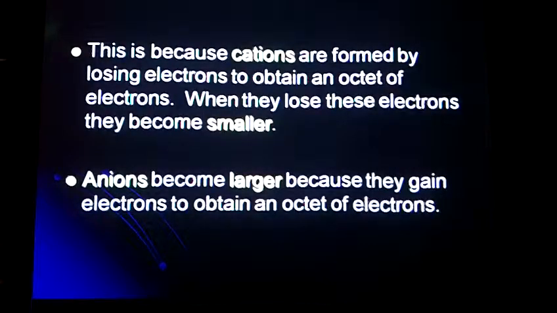This is because cations are formed by losing electrons to obtain an octet of electrons. When they lose these electrons, they become smaller. Anions, on the other hand, become larger because they gain electrons to obtain an octet of electrons.